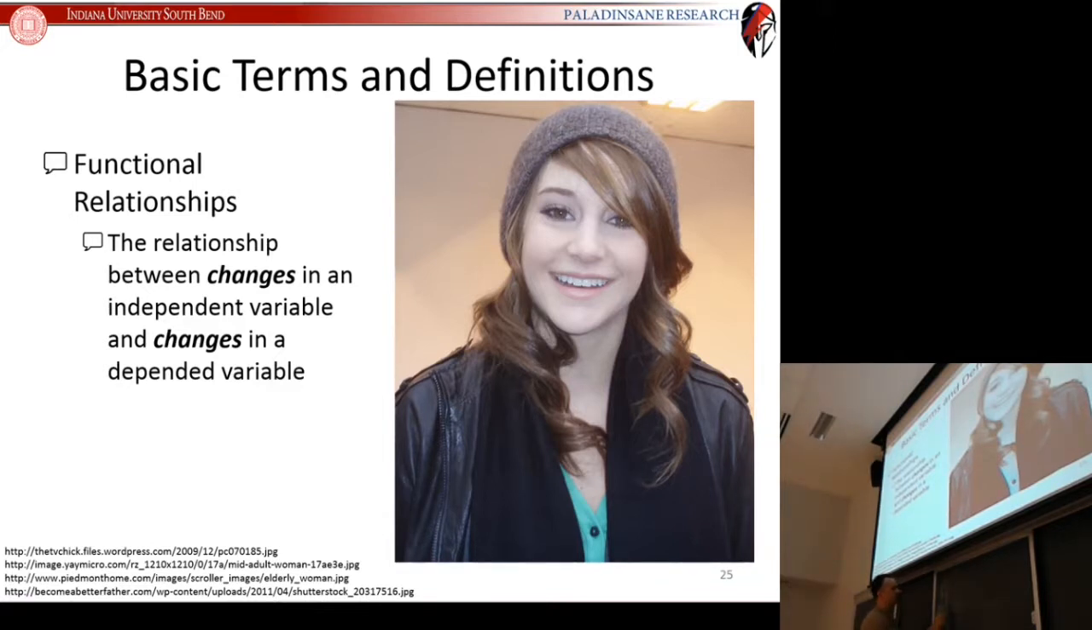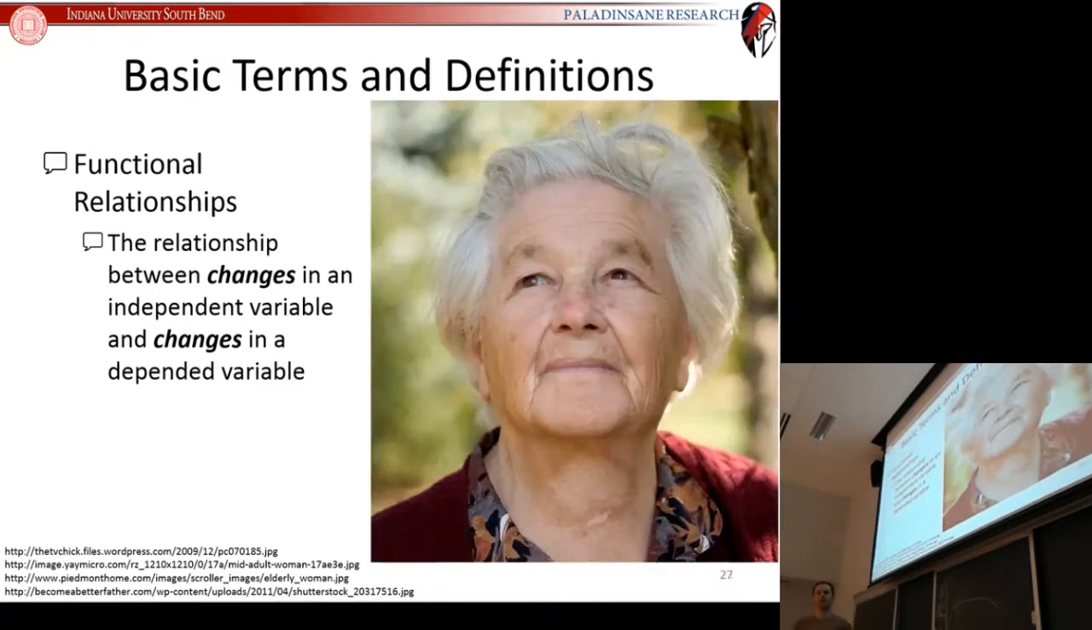Your working memory would increase, and then it basically just kind of stays stable until it takes a little bit of a dip as you get into your elderly golden years. So this would be another functional relationship between age and working memory. And there are different functional relationships between different variables.